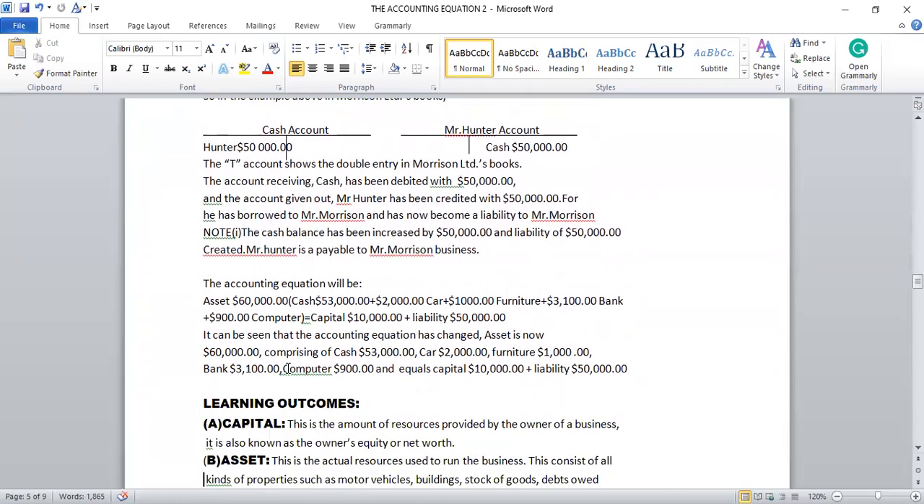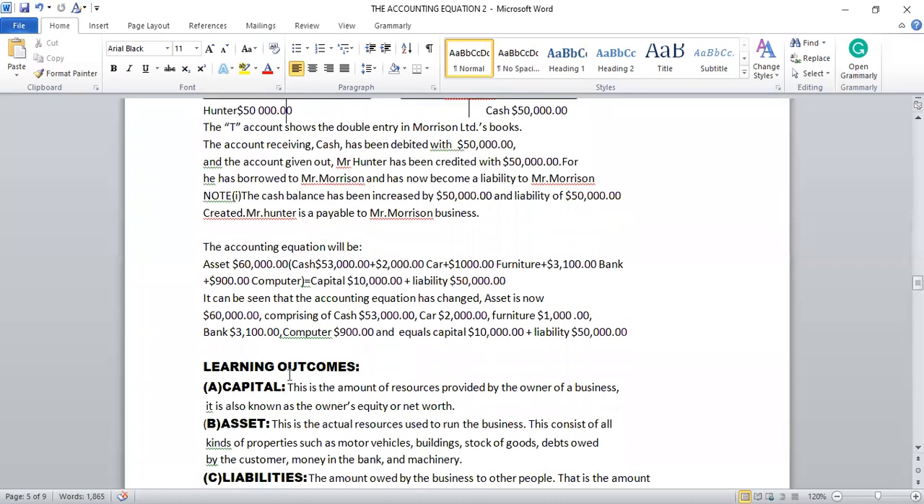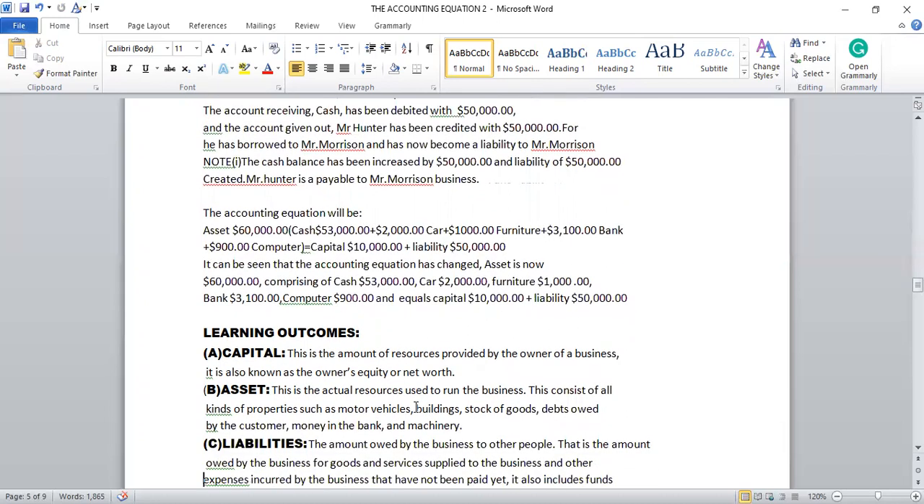Well, we have come to the end of our lesson. Let us go through what we've learned today. So our learning outcomes are: A, we know what is capital. Capital is the amount of resources provided by the owner of a business. It is also known as the owner's equity or net worth. B, we have also learned the meaning of asset.